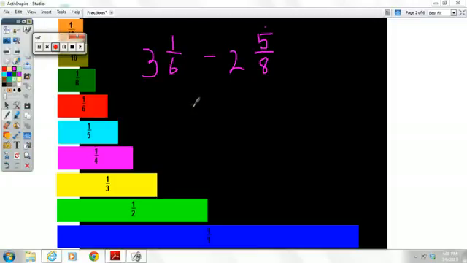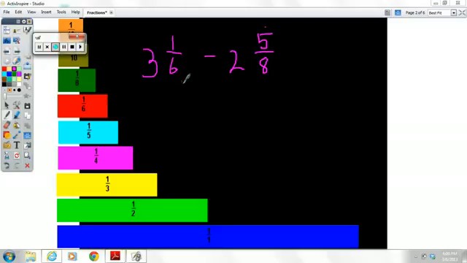Okay, welcome. What I'm going to show you here in this post is how to take two mixed numbers that have unlike denominators, and I'm going to show you how to subtract them. It's very similar to what I showed you in the post where we were adding the mixed numbers to start out. Here we have 3 and 1/6, and we're going to take away 2 and 5/8 from it.